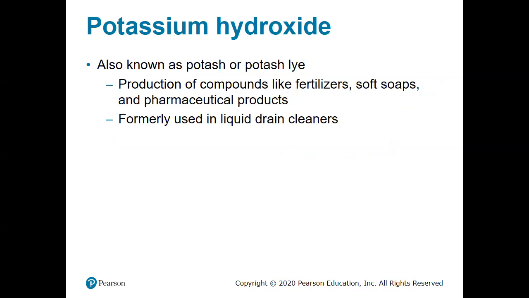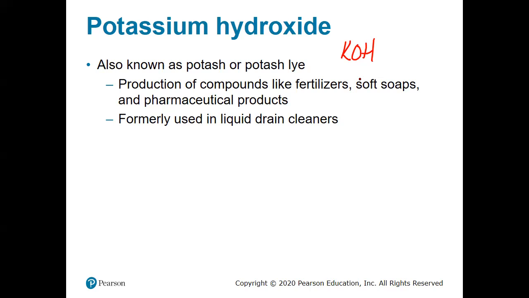All right, let's move on to potassium hydroxide. Potassium hydroxide, otherwise known as potash or potash lye. Chemical formula is KOH. Where we see potash used is in two different areas, well, maybe three. We see it used in fertilizers. Part of the reason there is that it can provide some of the necessary potassium that goes into the ground.